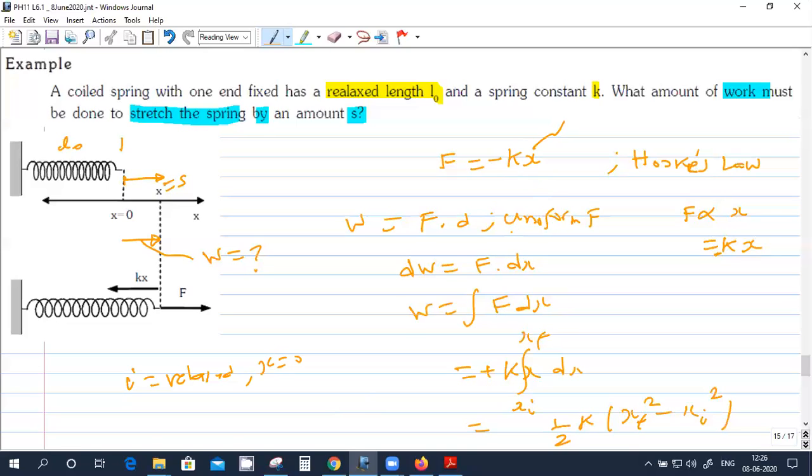Sir, suppose I say the relaxed condition is x naught, then the force is not k into x, it is k into (x minus x naught), because x minus x naught is the change in the length of the spring from the relaxed position. Got it? Yes, sir.